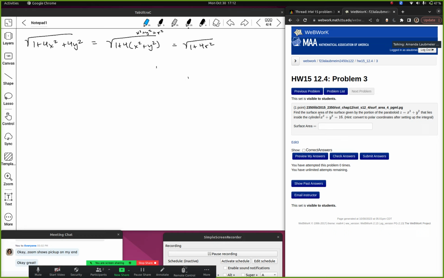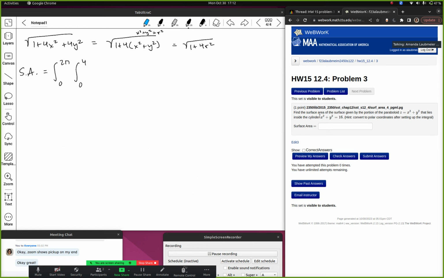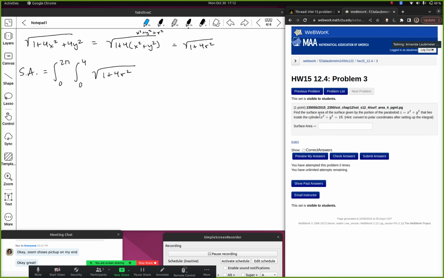So our integral, once we plug in all the changes, is 0 to 2 pi, 0 to 4, just for my bounds for theta and r that we found on the previous page. And then 1 plus 4r squared, replacing that surface area formula. And then dA becomes r dr d theta. We just have to remember to have that extra r when we convert dA to polar coordinates.